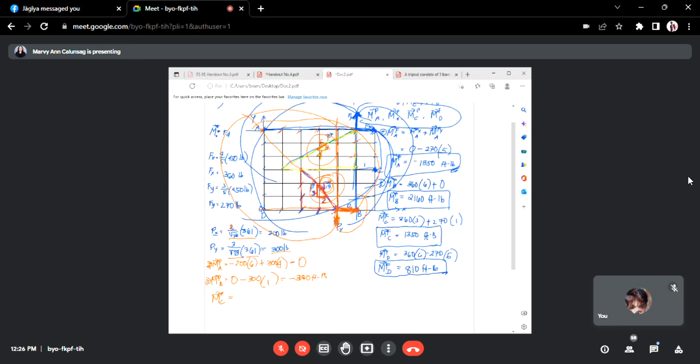Okay, maybe we can't get to the next example. Moment of P about C. This is C. PX: counterclockwise, so negative, 200 times the moment arm of PX about C. Extending PX, what is the perpendicular distance? 1, 2, 3, 3.